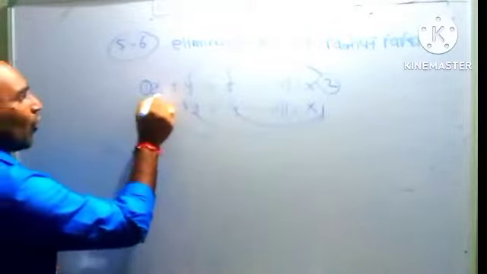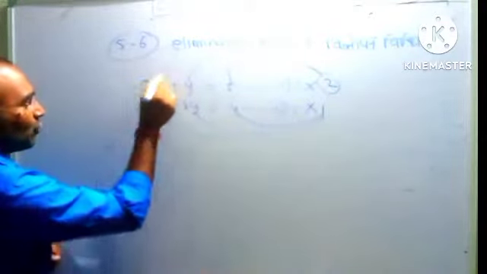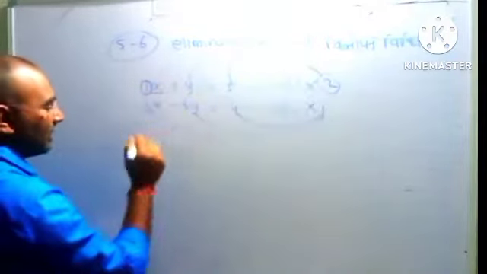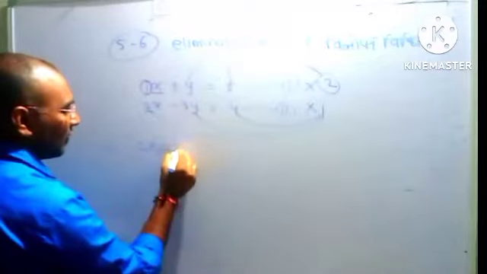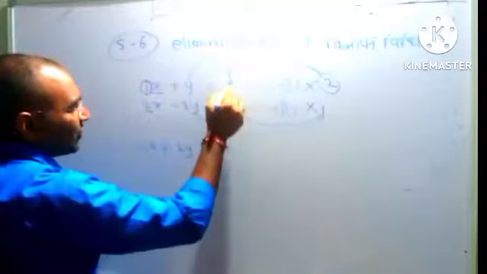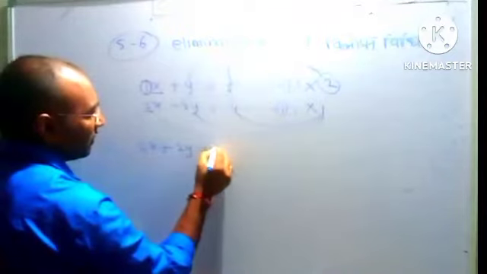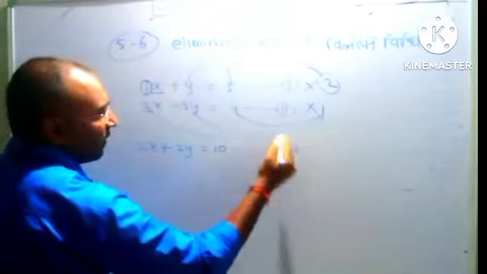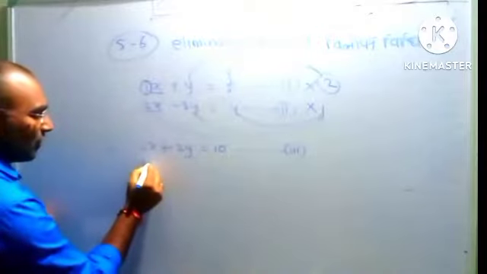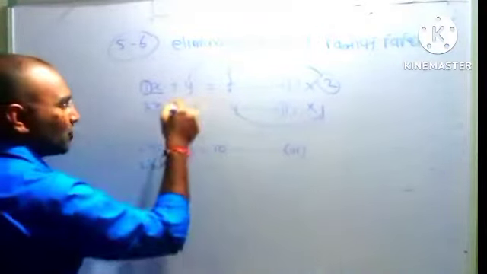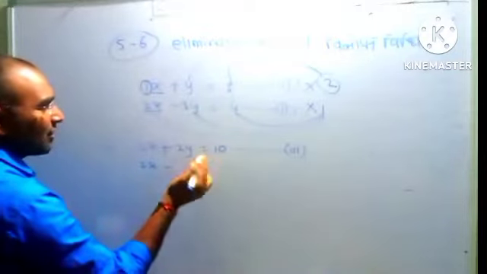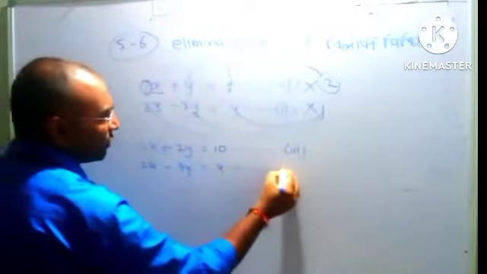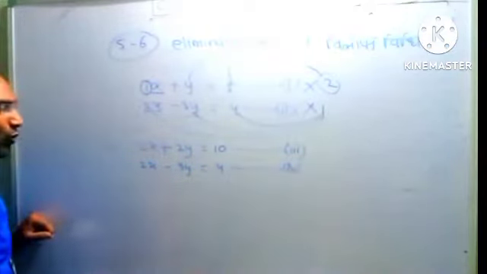Let's start. 1x into 2 is 2x, the sign is plus, then 2 into y is 2y, equal sign, and 5 into 2 is 10. Is this clear? Suppose we name this equation third. Now the other one: 2x ones are 2x, plus into minus 2, plus into minus 3y into 1 is minus 3y, equals 4 ones are 4. This one will be equation 4. Is this clear?